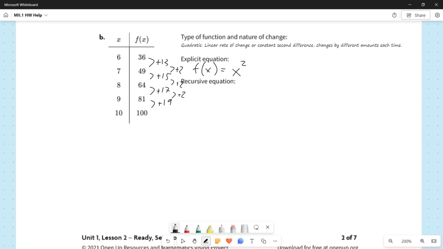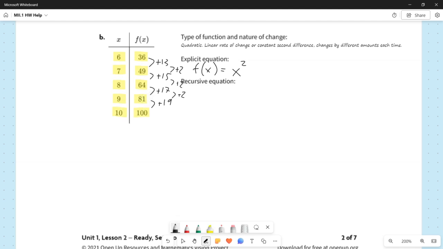So if x equals 6, if we want f of 6, well, it's saying take your input and square it. Well, 6 squared is 36. And that is, in fact, exactly what we see in the first line here. When we plug in a 6, we get a 36. When we plug in a 7, so f of 7, currently our explicit equation says to square that, and 7 squared is in fact 49. 8 squared is 64, 9 squared is 81, 10 squared is 100.